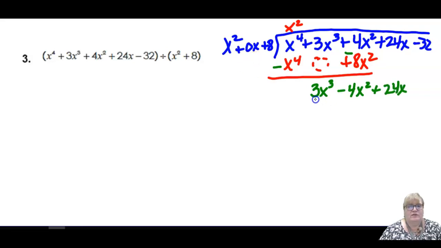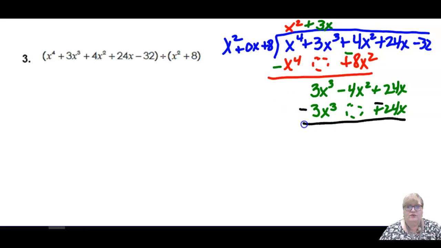For x squared to become a positive 3x cubed, I would need to multiply by a 3 and an x. So 3x times x squared is 3x cubed. 3x times 0 is 0. 3x times 8 is plus 24x. So interestingly enough, when I subtract both of those, they both drop out, and I just have this to bring down.